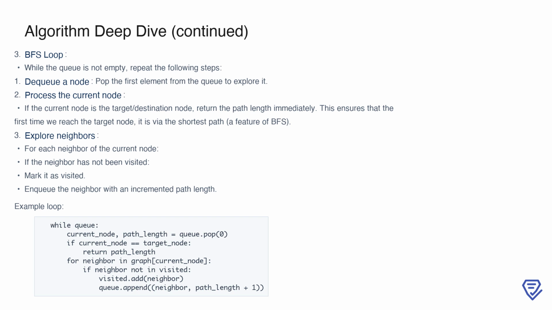If the current node matches the target node, we immediately return the path length, as BFS guarantees this is the shortest path to the target. If it's not the target, we proceed to examine its neighbors. For each neighbor, we check if it has already been visited. If not, we mark it as visited to avoid revisiting it in the future and enqueue the neighbor with an increment path length. This process ensures that all nodes at the current level are fully explored before moving on to the next level. By maintaining this order, BFS guarantees an optimal solution for shortest path problems in unweighted graphs.